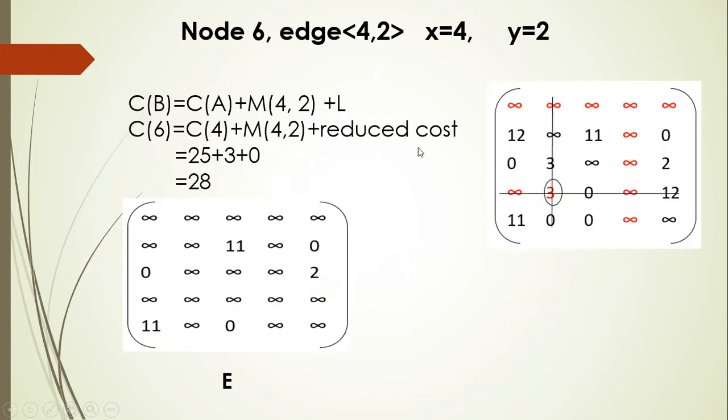Again apply the same formula here. C of 4, now least cost for C of 4. See, node 6, those are starting from the 4. So we are considering here the least cost of 4 and the direct traveling from 4 to 2 plus the reduced cost. So C of 4 is 25. The direct cost is a 3, reduced cost is 0. So you will get here the total cost for node 6 is 28 with this matrix.